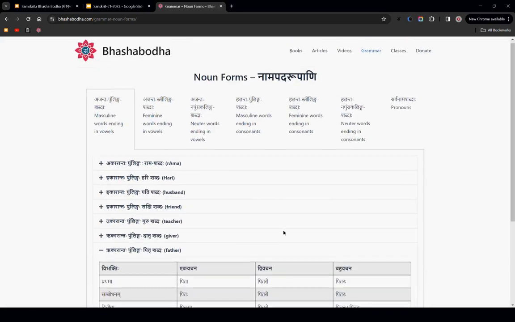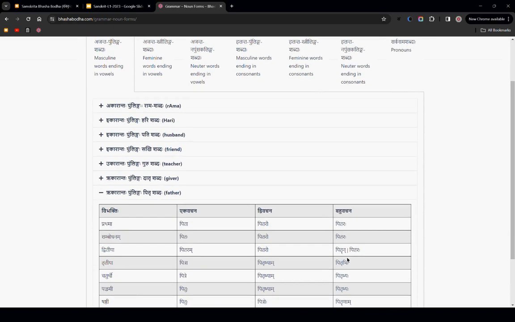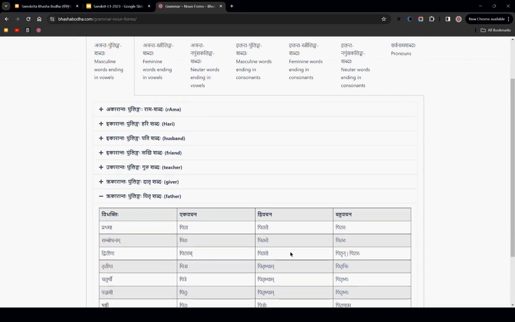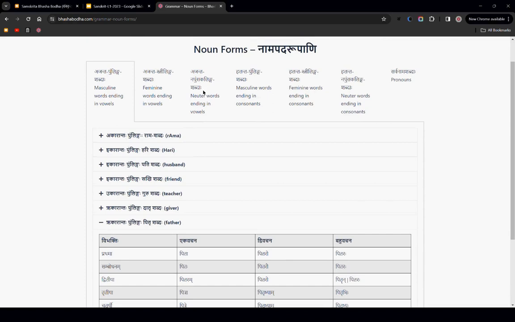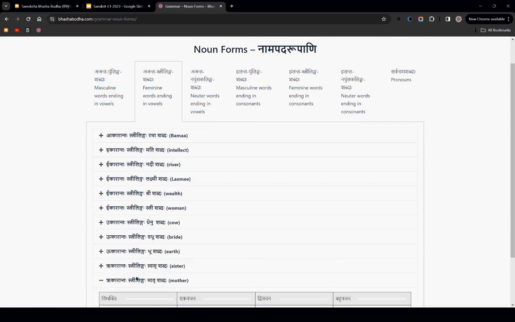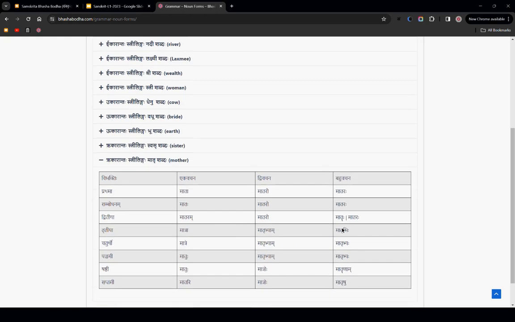Rukaranta Pullinga, if you take Pitru, we have Pitrun in the Dvitiya Bahuvachanam. And in the Strilinga, we have Matru. See, not Matrun, there is no Matrun form here, just Matru. Whereas we have Pitrun form in the Rukaranta Pullinga form.